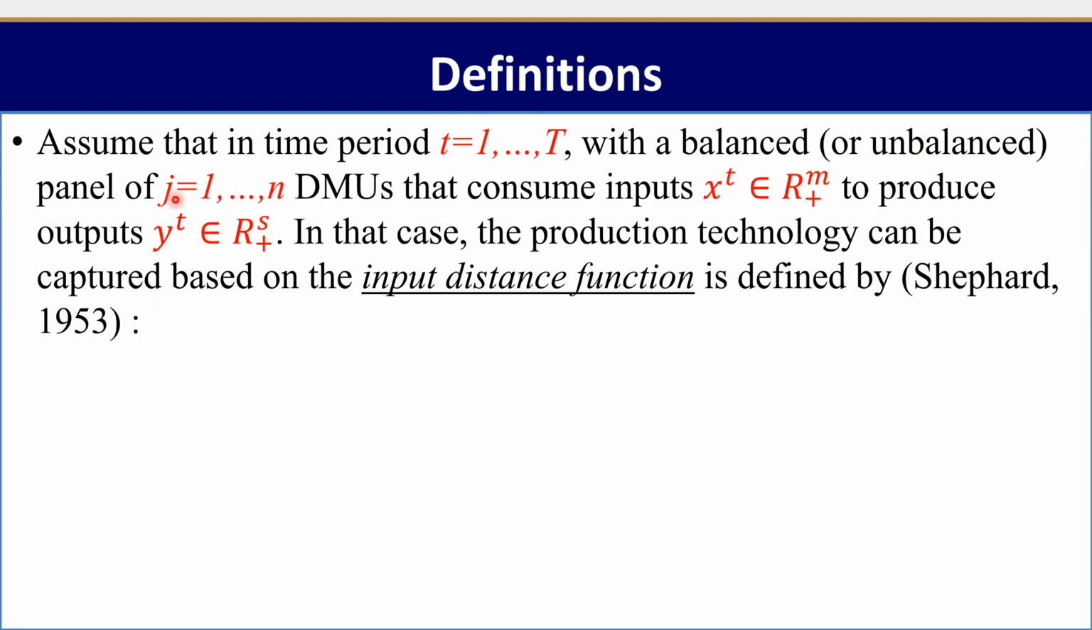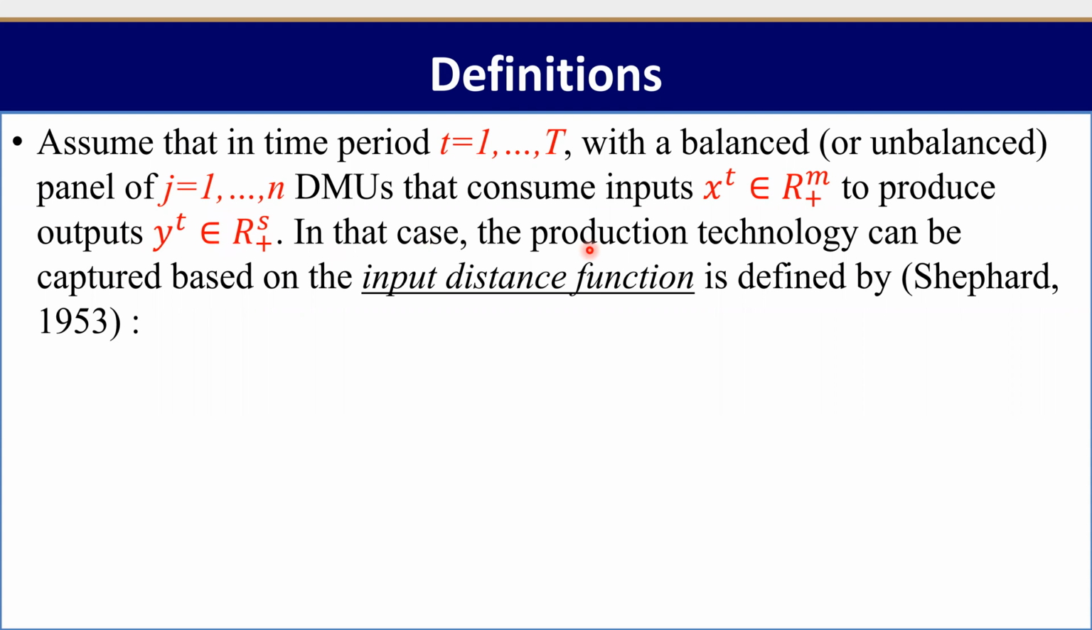The number of DMUs, if they are balanced, and the number of DMUs in 1 year are 30, what it means is that the DMUs will be 30 in every other year. That is a balanced data. So the DMUs number 1 to n, where n is the total number of DMUs. And if the total number of DMUs is 30, then it means n is 30. These DMUs consume inputs. These inputs are members of real positive space, and they use those consumed inputs to produce some outputs.